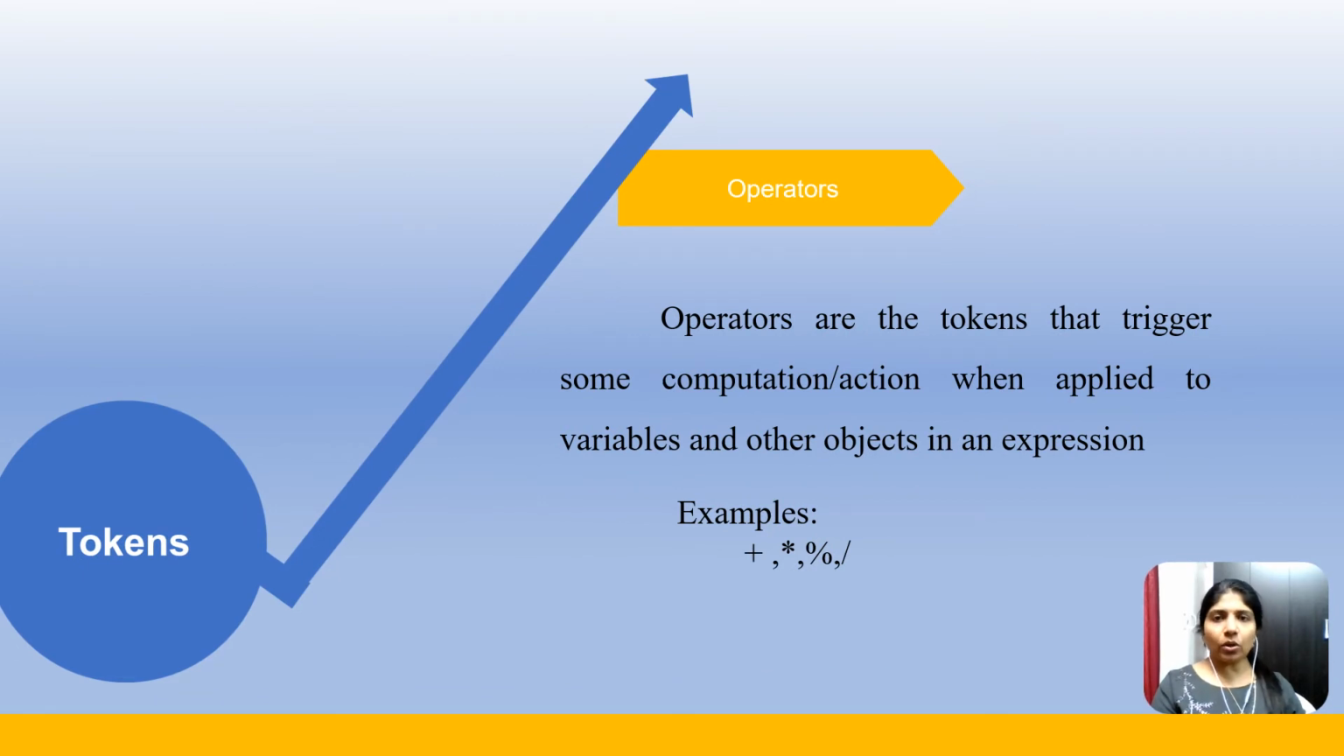Now the next token we are going to learn is operator. Operators are tokens that trigger some computation action when applied to variables and other objects in an expression. When we use an operator, some calculation, some execution has to be done. Examples of operators are plus, star, modulus, division operator, etc.